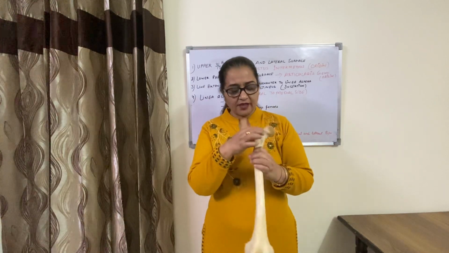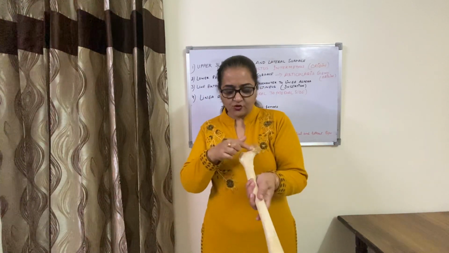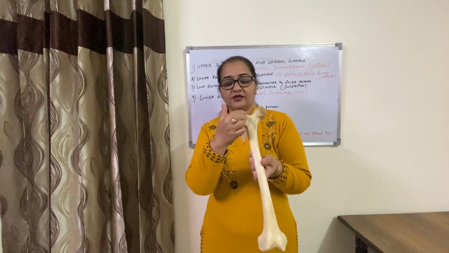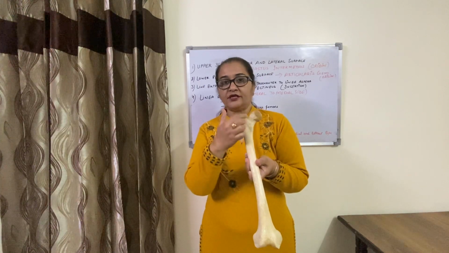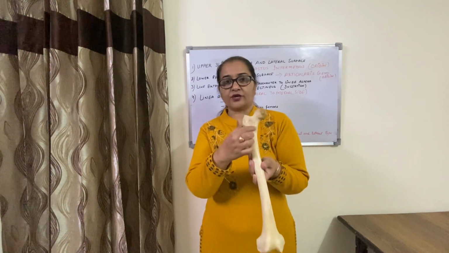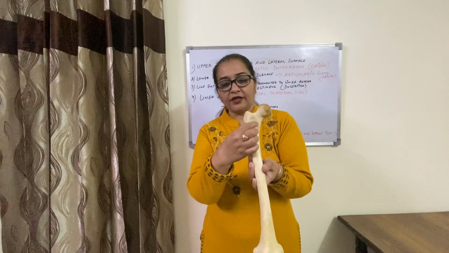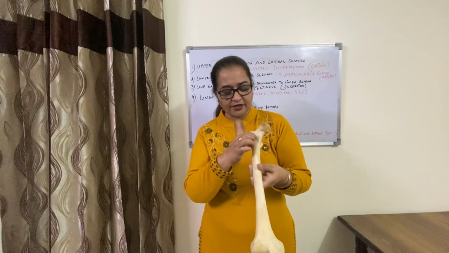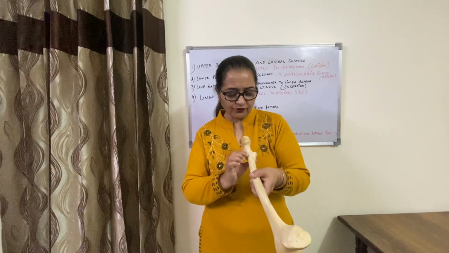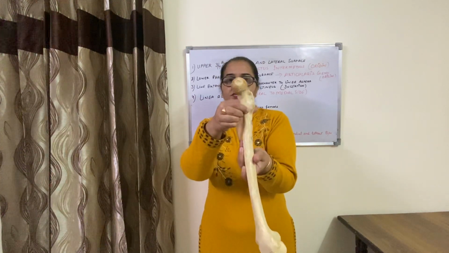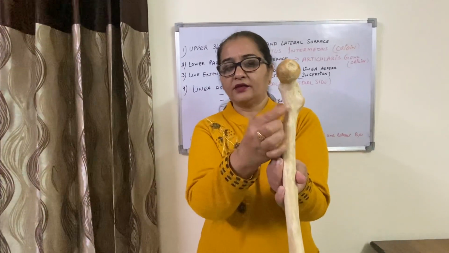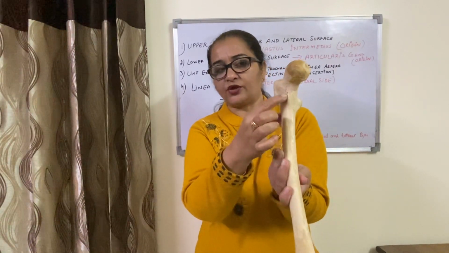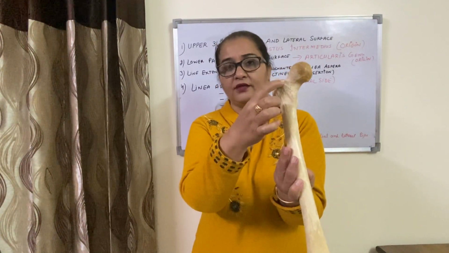Now this neck is joined to the shaft, you can see here, by a line which is known as the intertrochanteric line. So this intertrochanteric line is the joining point between the neck and shaft, and if we trace the intertrochanteric line downward, it continues with a spiral line. You can see here, so this is the spiral line. This spiral line above is continuing with the intertrochanteric line.